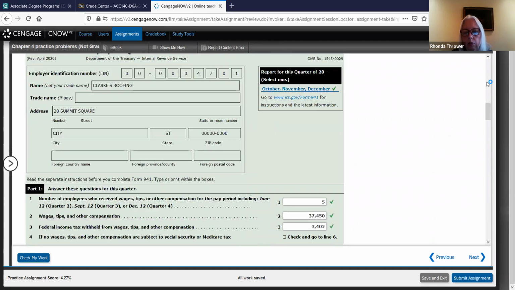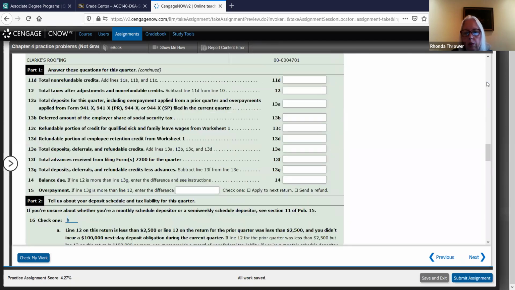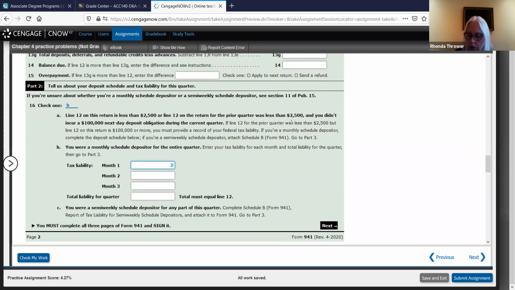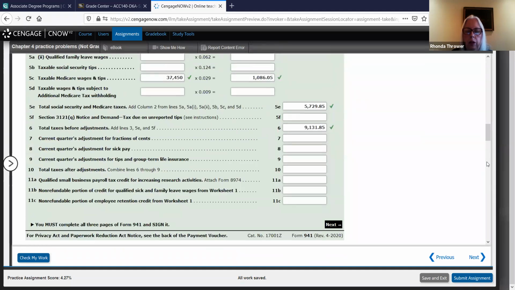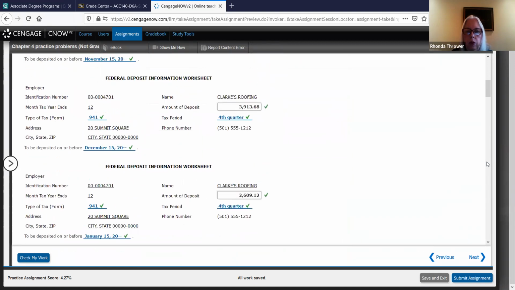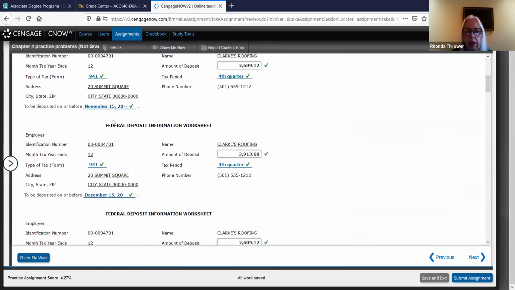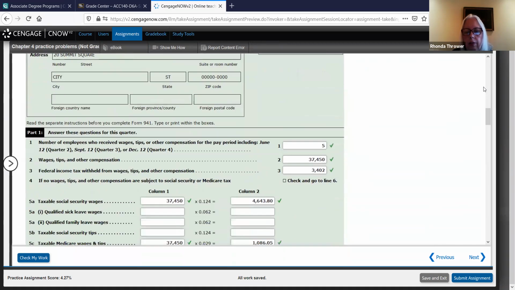$2,609.12. For month number 2, we're going to record what happened in November, and that was the second deposit information worksheet where we had that information, $3,913.68.